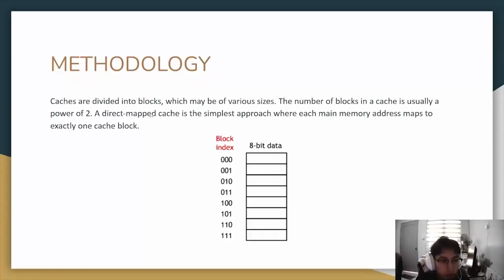So for my part, I will explain the methodology. Caches are divided into blocks which may be of various sizes. The number of blocks in a cache is usually a power of 2. A direct mapped cache is the simplest approach, where each main memory address maps to exactly one cache block. The figure here is an example of an 8 block cache, with one block holding 1 byte.